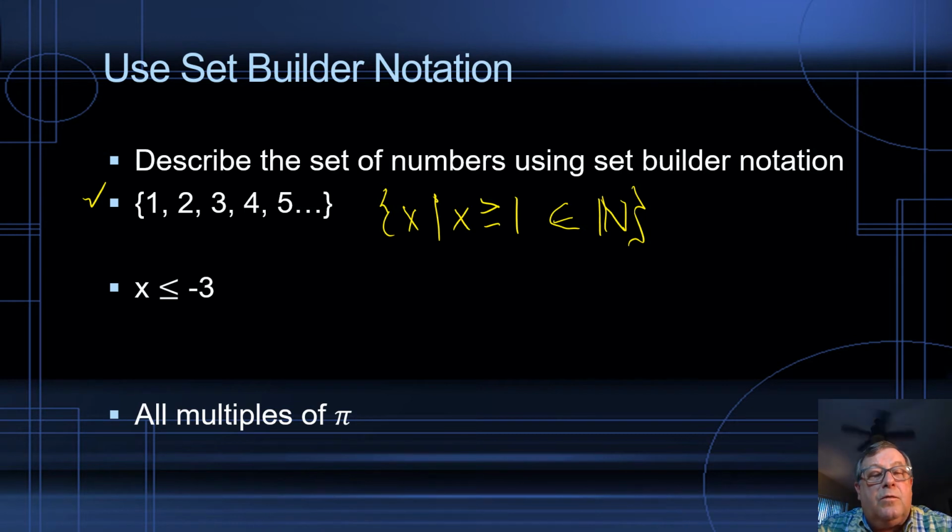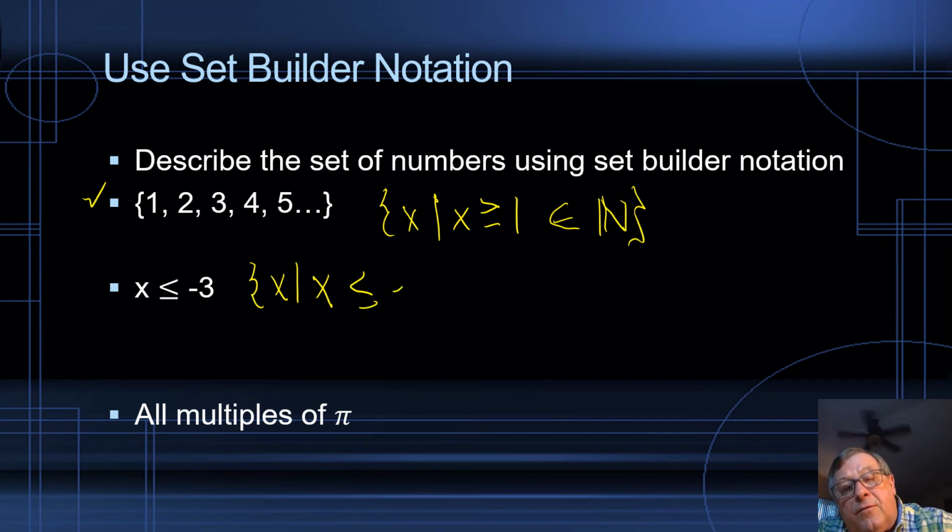X is less than or equal to negative 3. Well, that could be negative 3, negative 4, but it also could be negative 3.1, negative 4.5. It could be anything as long as it's less than or equal to negative 3. So again, I'm going to draw a little bracket because I'm doing it in set builder notation. X such that x is less than or equal to negative 3, and x is an element. In this case, it would be all real numbers because it could be anything.